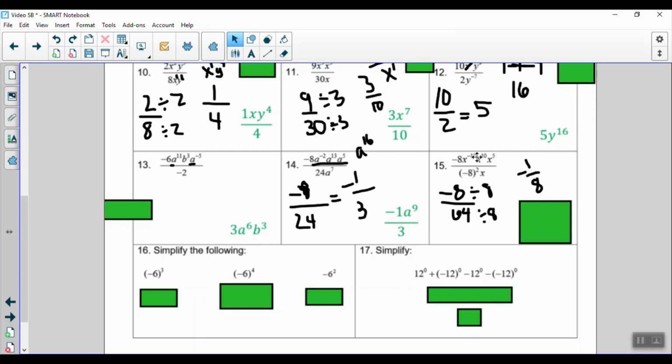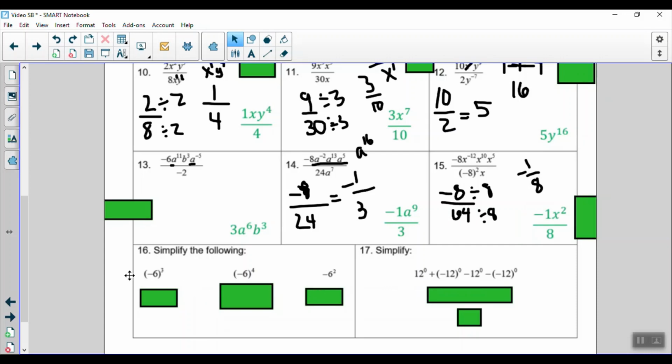We're going to add these exponents together because we're multiplying them. -12 plus 10 is -2. Plus 5 is 3, right? So we have x to the third on the top and x to the first on the bottom. So x to the third over x to the first, we're going to subtract, 3 minus 1 is just x to the second. So positive exponent, we put it on top, we have -1 over 8, x to the second power.